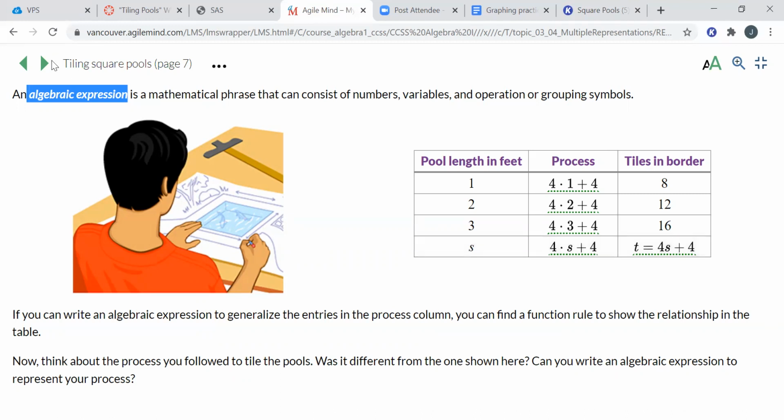If you can write an algebraic expression to generalize the entries in a process column, you can find a function rule to show the relationship in the table. Technically, it is a function rule. See, this is an expression because it has numbers and variables. This over here, you can call it a function rule. You can also just call it an equation because it has an equal sign.